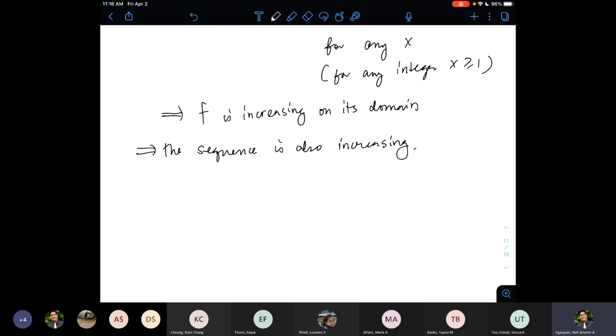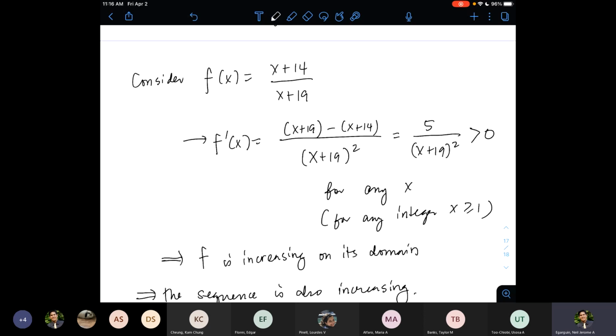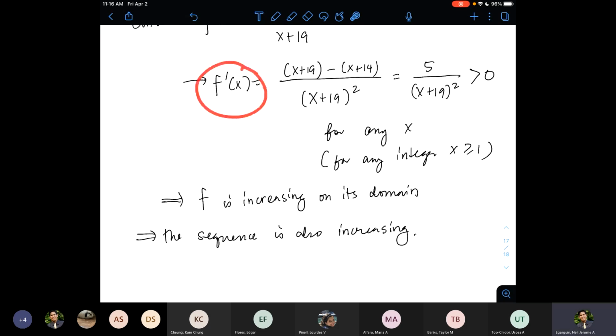So this is one technique that you can do. Look at the derivative and see if it is always positive or always negative for any integer greater than or equal to 1. So here we got a nice function. And we saw that the derivative is positive, implying that the function over all the real numbers except negative 19 would be increasing. So that means the sequence that rides this function f is also increasing.